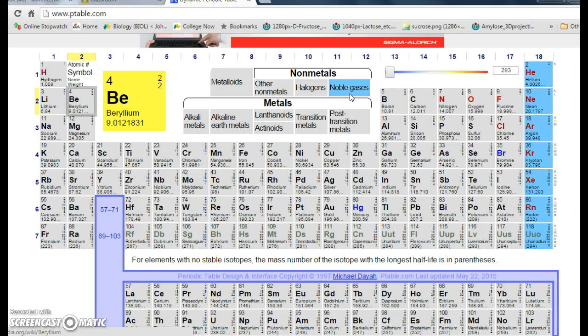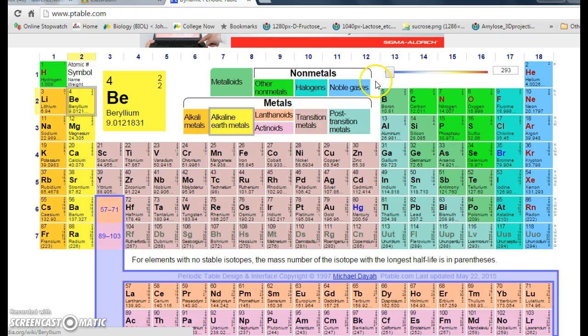So that is our general introduction to the families and groups of the periodic table. We will continue to refer to them throughout the school year.